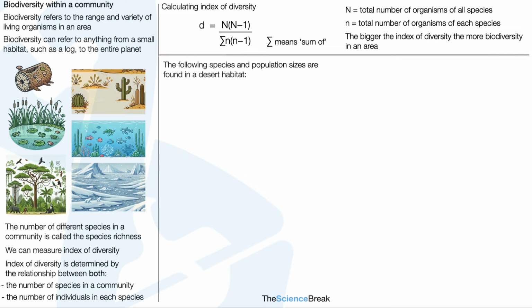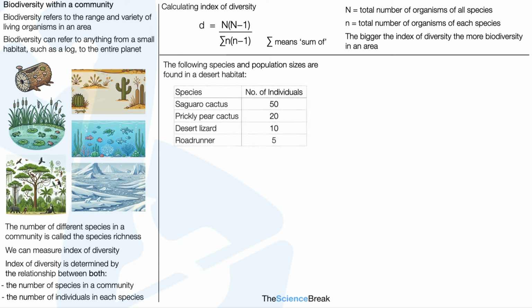The following species and population sizes are found in a desert habitat. The species are listed there. We've got two types of cactus, desert lizard and roadrunner, and we've got the number of individuals of each. We could start by calculating N. That's the total number of organisms. So that would be 50 plus 20 plus 10 plus 5, which is 85. Then we would do N(N minus 1), and N minus 1 would be 84. So that is 85 times 84 equals 7140.